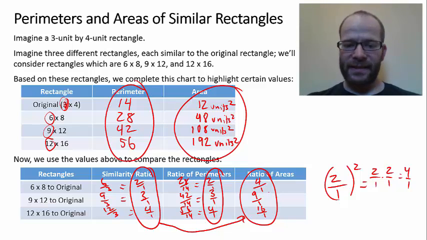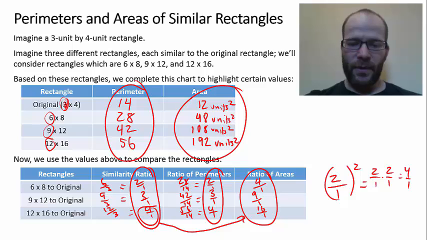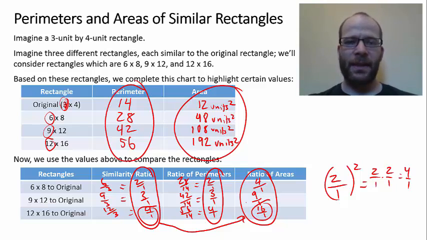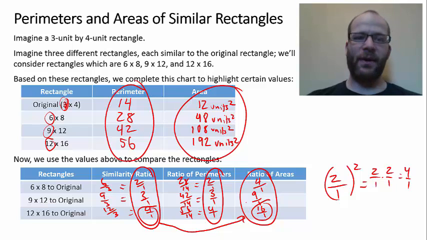3 over 1 squared is 9 over 1. 4 over 1 squared is 16 over 1. Very consistent. We can see the rule is very simple. If we know the similarity ratio, we simply square it, and it will give us the ratio of the areas.